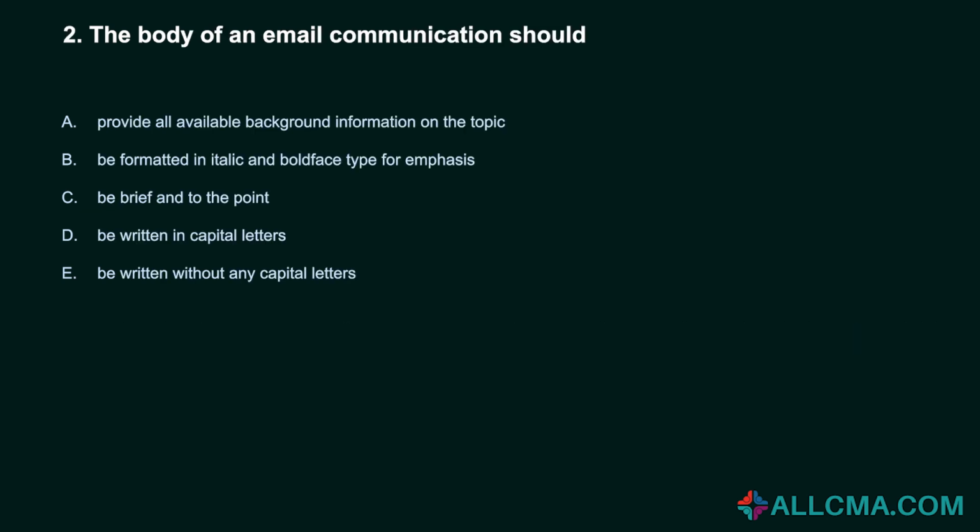2. The body of an email communication should A. Provide all available background information on the topic. B. Be formatted in italic and boldface type for emphasis. C. Be brief and to the point. D. Be written in capital letters. E. Be written without any capital letters. Correct answer, C. Be brief and to the point.